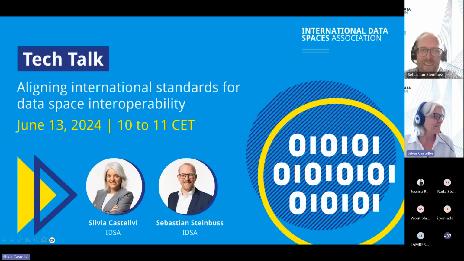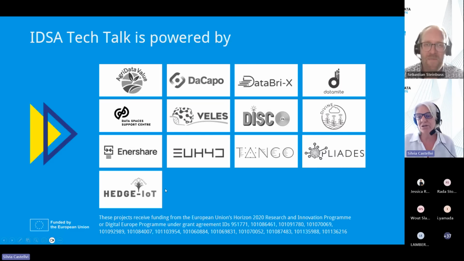But first, as I commented, we are participating in several research projects under the European Commission financial program. And here you can see some of the projects that we are participating in. Some of them are Databricks, the Capo, Agri-Data Value, Datamite, Dataspace Support Center, Veles, Disco, Divine, EnerShare, EU Hubs for Data, Tango, Pleiades, and HIoT. So thanks to these projects and in collaboration with their amazing job, we can offer these tech talks.